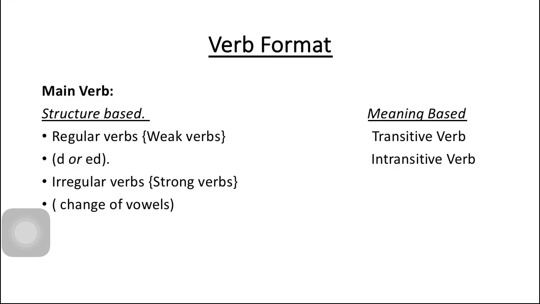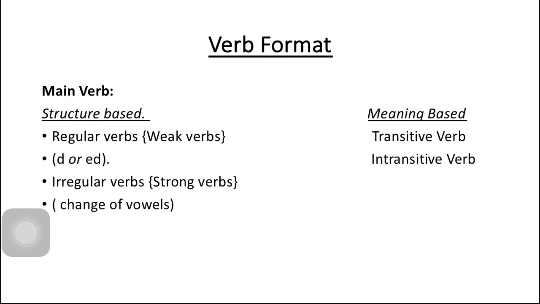For example, take sing. In the second form it becomes sang, and in the third form it changes into sung. See the change of the I in the first word to the a in the second, sang. These vowel changes across the first, second, and third forms are known as irregular verbs, also known as strong verbs. This is the first branch of the main verb.